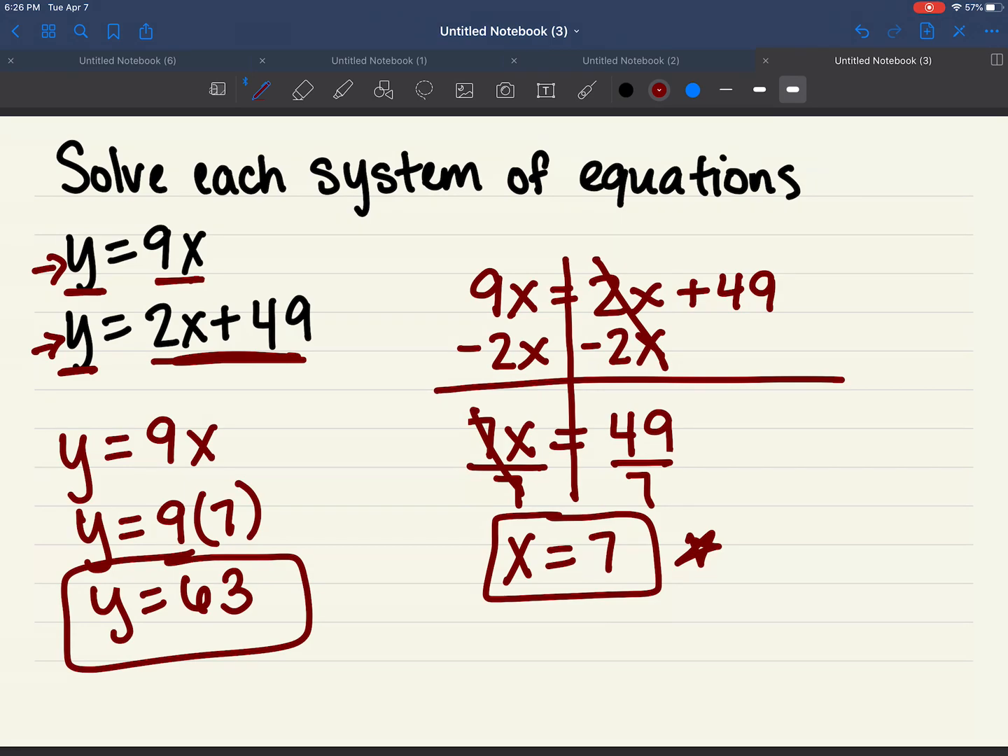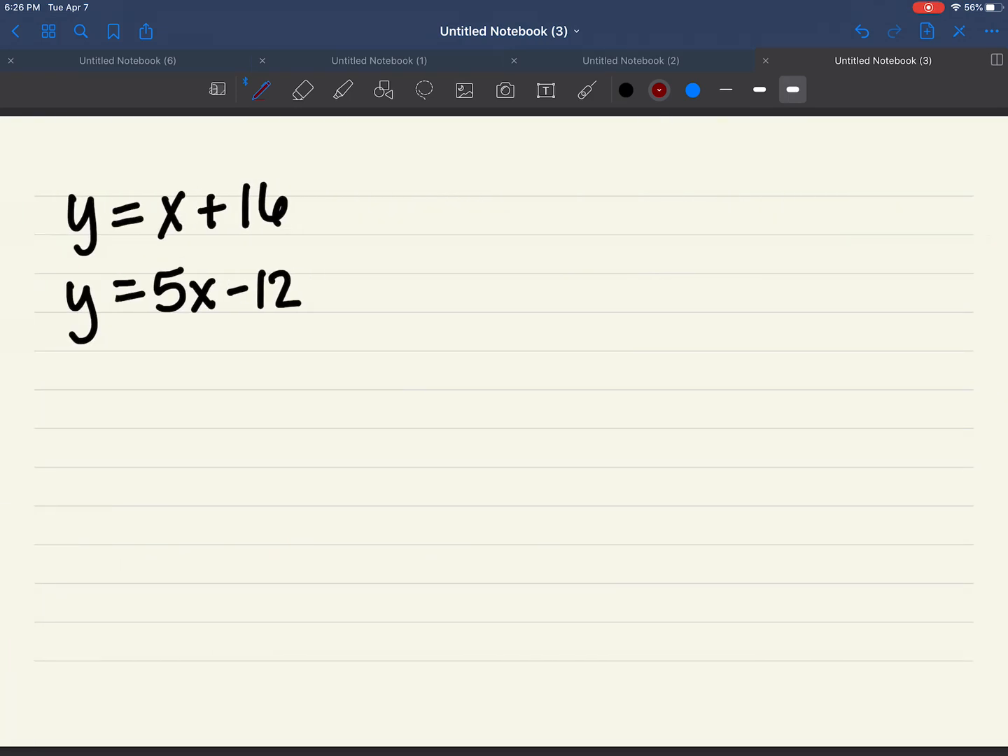Now, everybody always asks, can you plug it into either? Yes, I did explain that before. If we plugged it into the other one, 2 times 7 would give you 14. 14 plus 49 is also equal to 63. So you do get the same answer either way. Sometimes you're just going to find which one you would rather plug into.